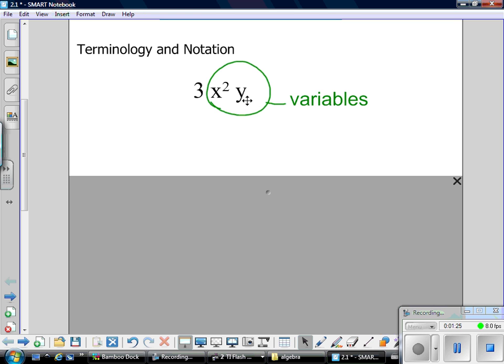Okay, the next part that we're looking at is the number 3. The number 3 is actually a coefficient, so fancy name coefficient. So it tells me there are 3 variables, 3x squared y's. Okay, and what we also know is we call these a term.